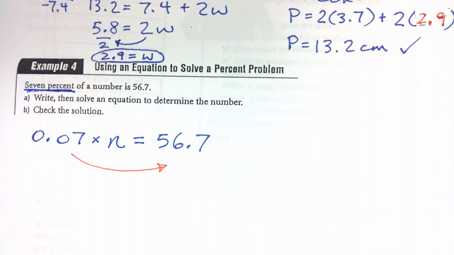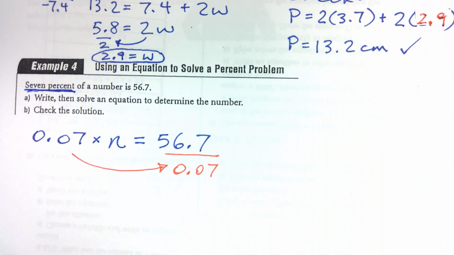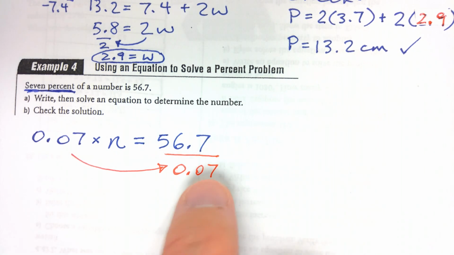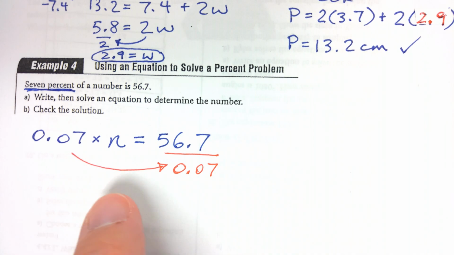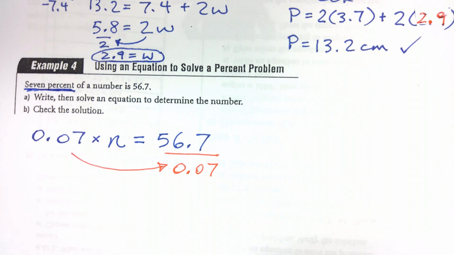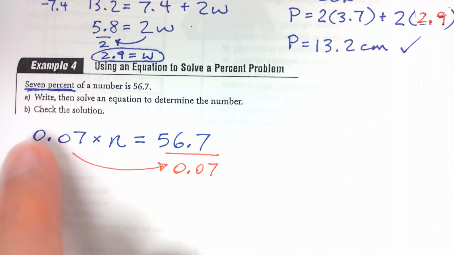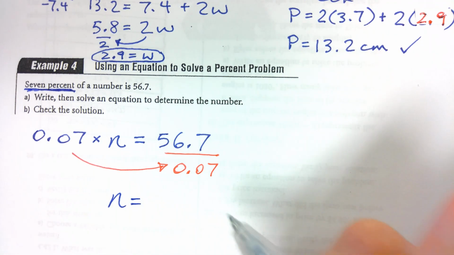And so what do I do with that 0.07? You divide it by 56.7. Perfect. Again, whatever you're moving, that's what you're doing the inverse of. So there is a big difference between 0.07 divided by 56.7 and 56.7 divided by 0.07. So the order does matter. Whatever you're moving, that's what's going to the bottom. So n equals, your answer?